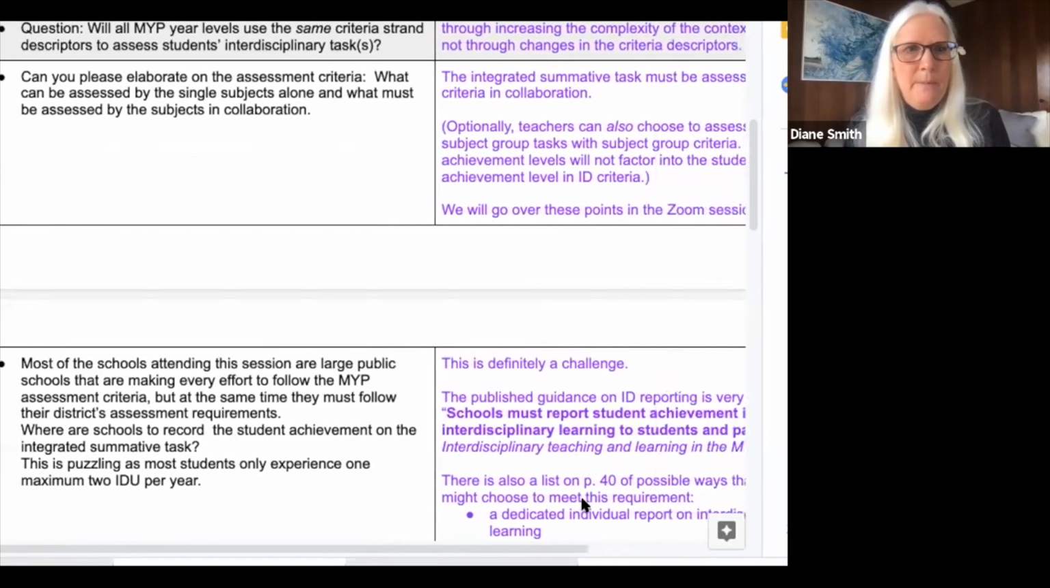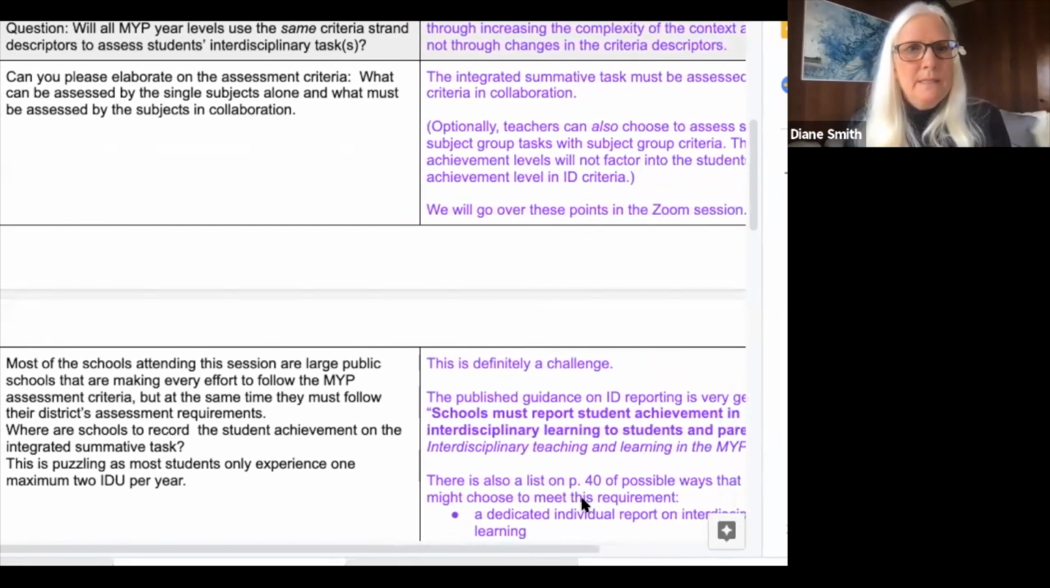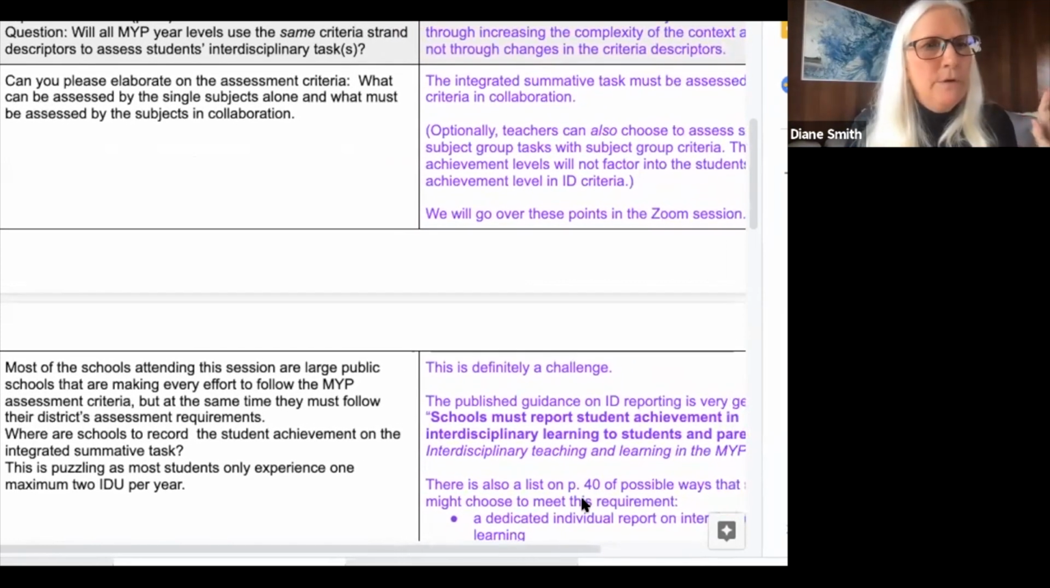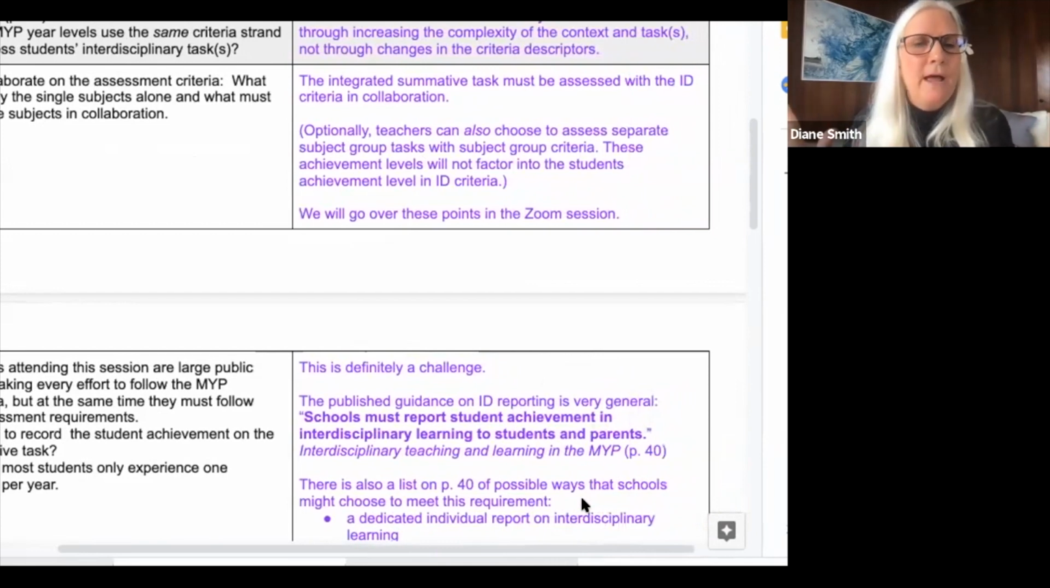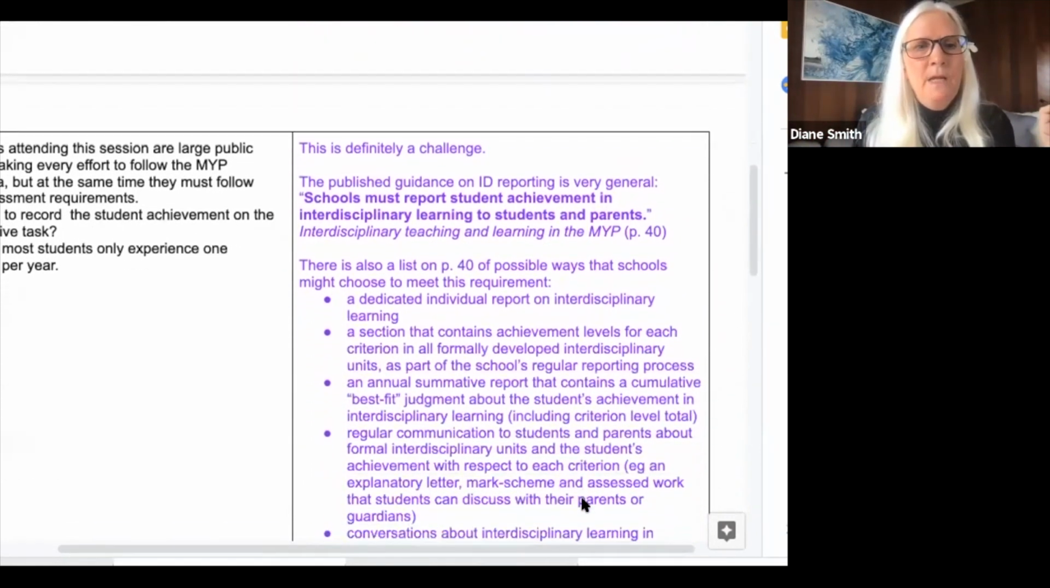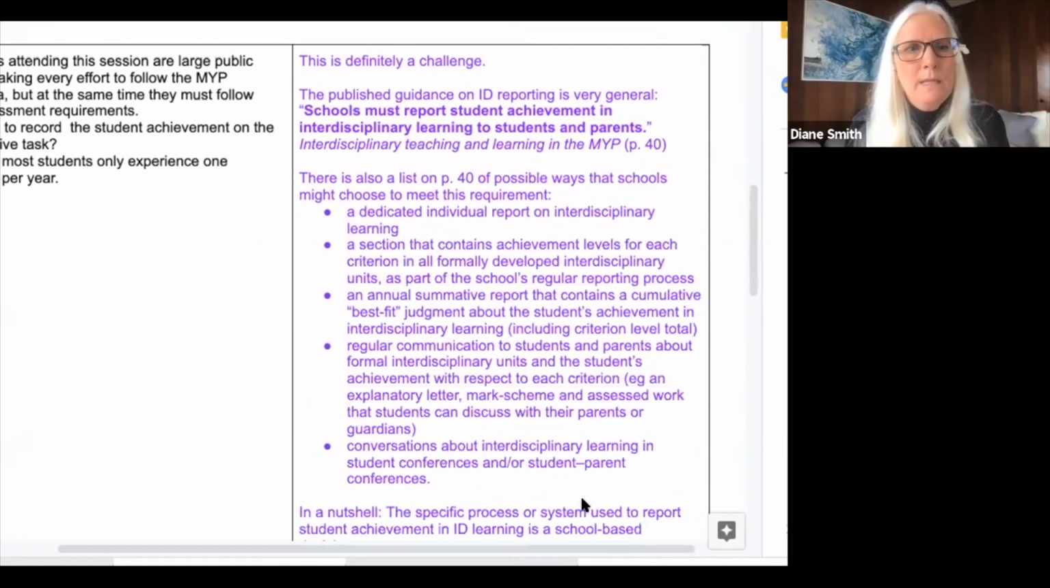So, kind of big, but I can't really get it all in, but let's see. I think that we answered the first question: what can be assessed by single subjects alone and what must be assessed by the subjects in collaboration? I clarified that. You're using the ID criteria only to assess the ID task. Okay.